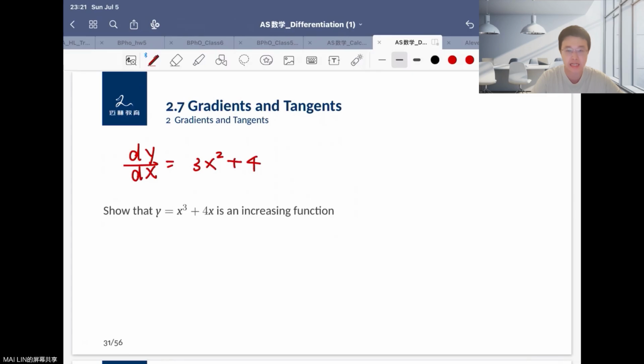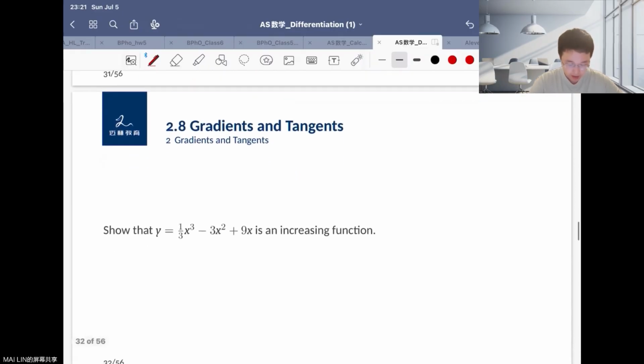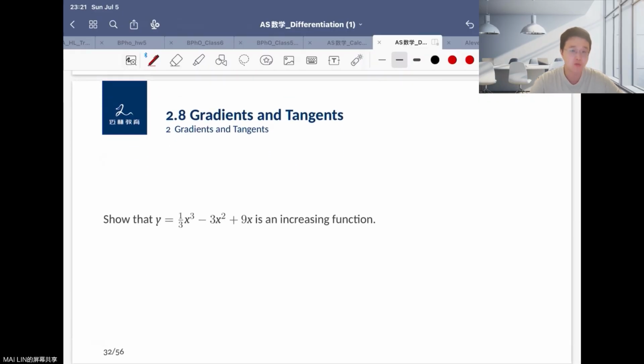That is a positive value always, right? Because 3x squared is bigger than or equal to 0. So 3x squared plus 4 is bigger than or equal to 4. Okay, so because of that, it is an increasing function, right?